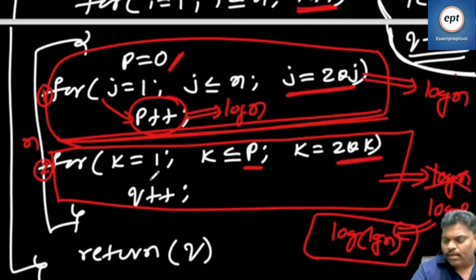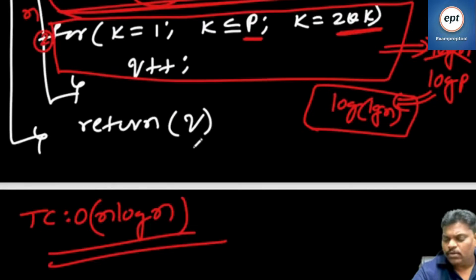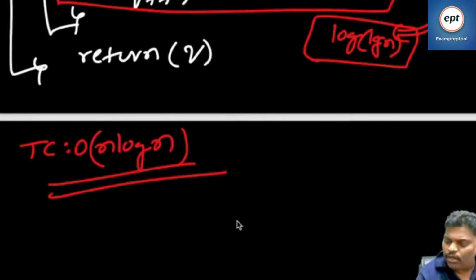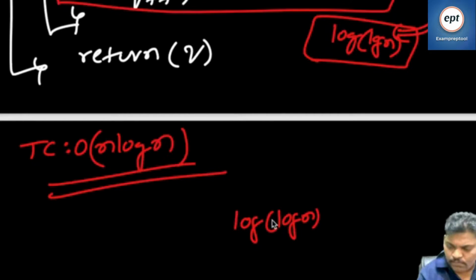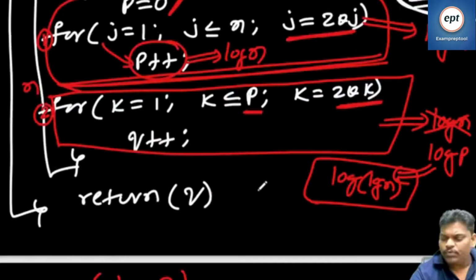At the end of the k loop, the q value becomes log n, because the k loop is repeating log n times. Every time q will increment by 1. So the first time, the q value becomes log n. Now let's see the second time.